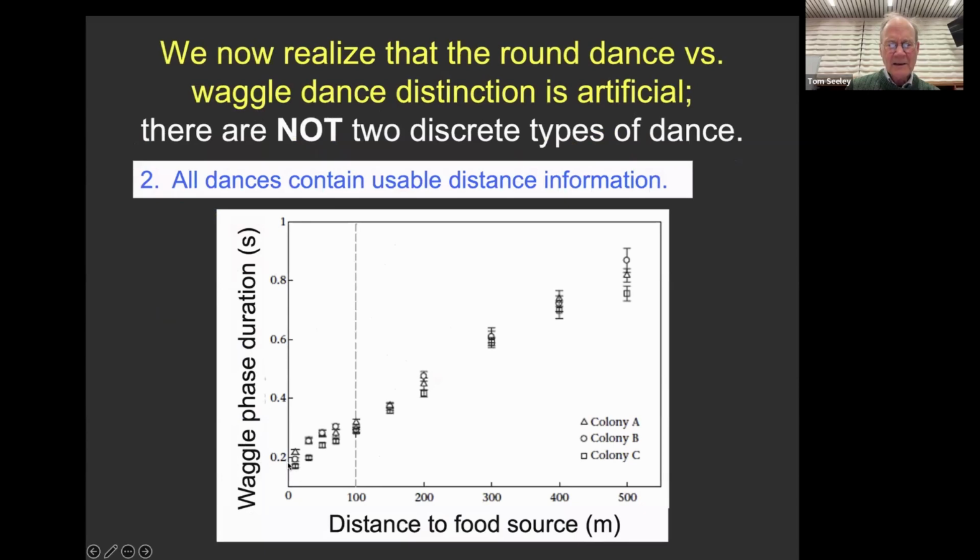This is just a plot that shows how the waggle phase duration gets longer and longer with the distance to the food source. And the longer the waggle phase duration, the more precisely the bees can get the information about the direction to the food.